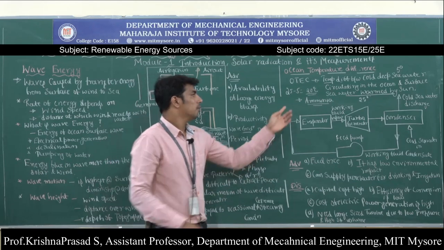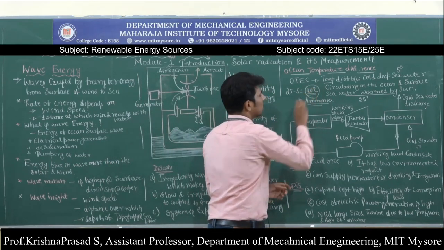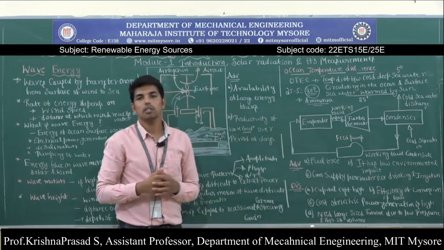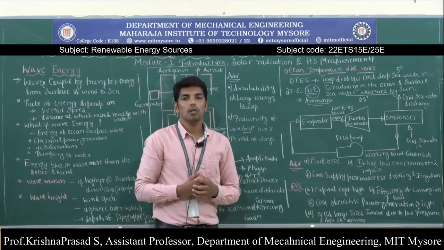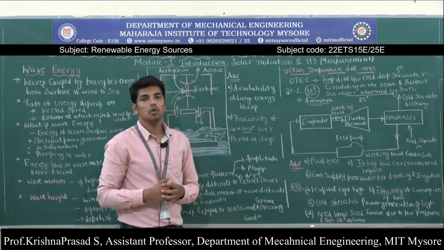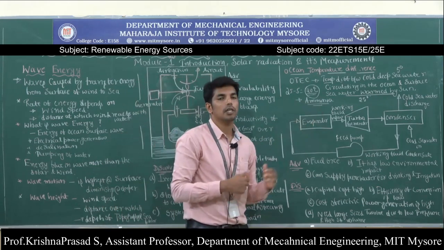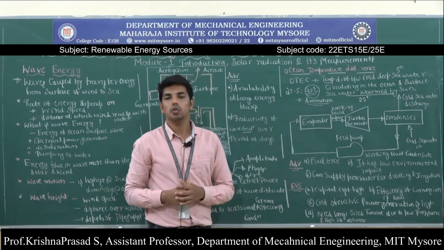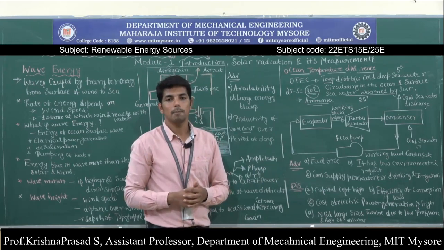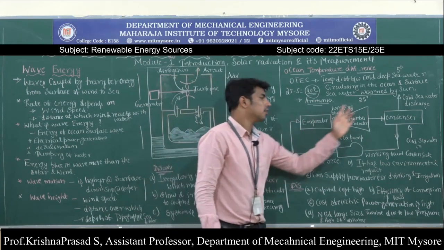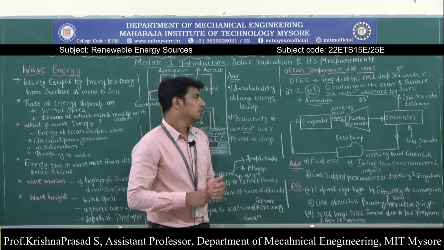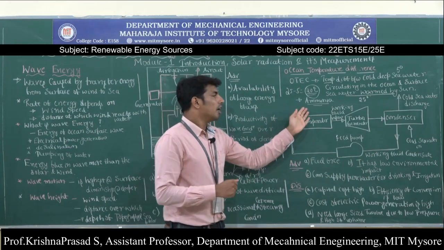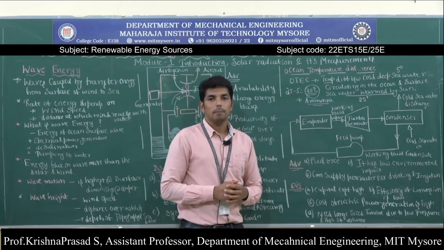Because of this low temperature difference, we need to use a working fluid with a low boiling point. The working fluid with a low boiling point is nothing but ammonia. So here ammonia is used to obtain the ocean thermal power. This is the simple construction for the working of an ocean thermal energy conversion plant, where ammonia is used as the working fluid.